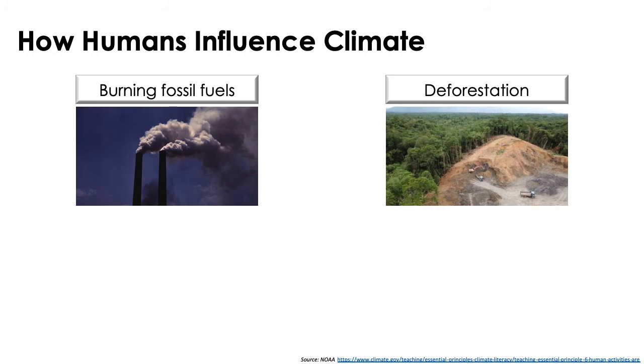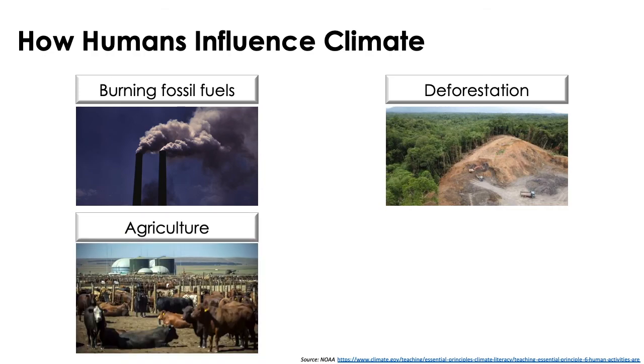But a major way to deforest is through burning. So not only are you not absorbing that carbon dioxide anymore, but you're releasing whatever stored carbon dioxide was in those trees. So it's releasing all of those greenhouse gases into the atmosphere.